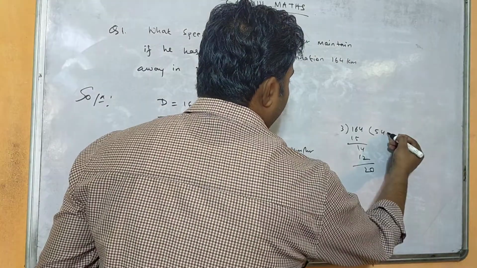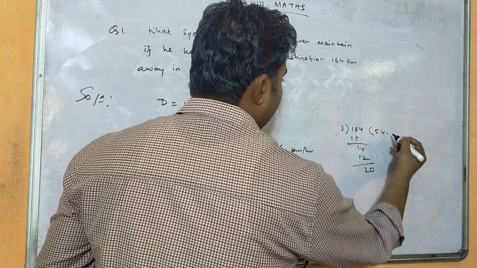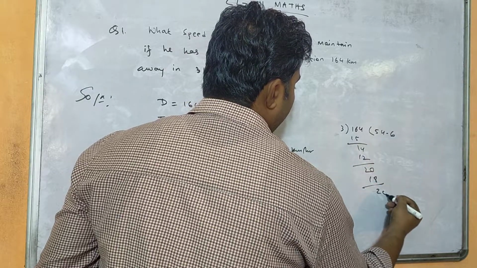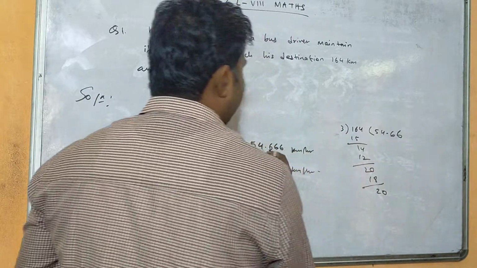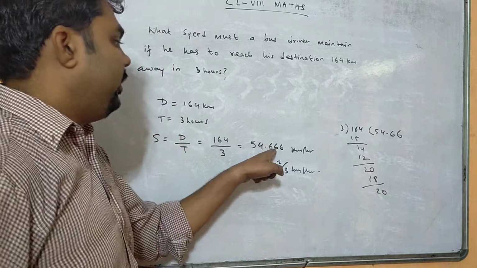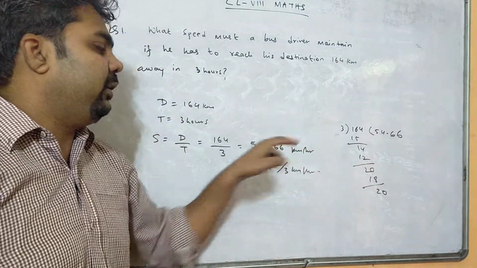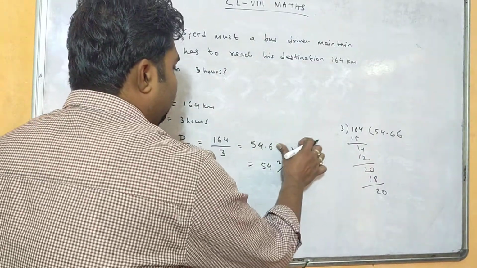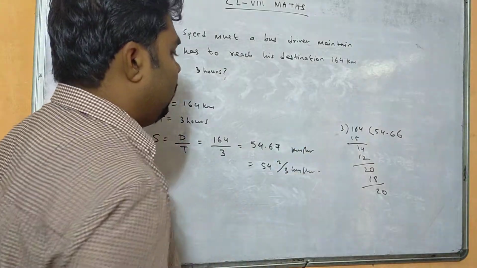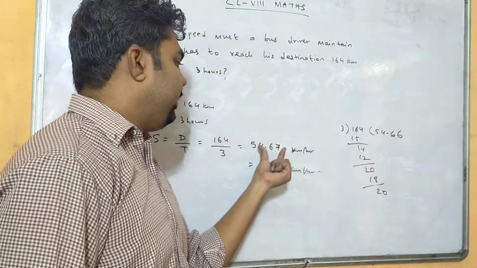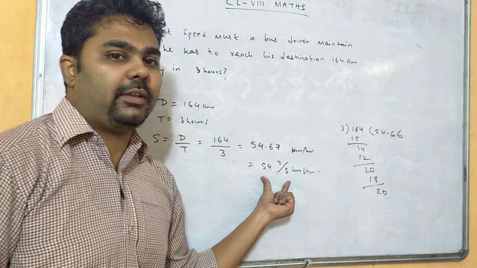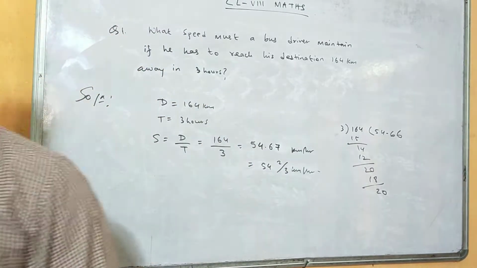Or if you take a decimal point here, that means 0, 3 6s are 18, 2 0, 3 6s are 18. Like this it will continue and you will get 54.666 km per hour, or this can be written as 54.67 if you round up. You can keep your answer in decimal or in a mixed fraction, right? So this is your first answer.